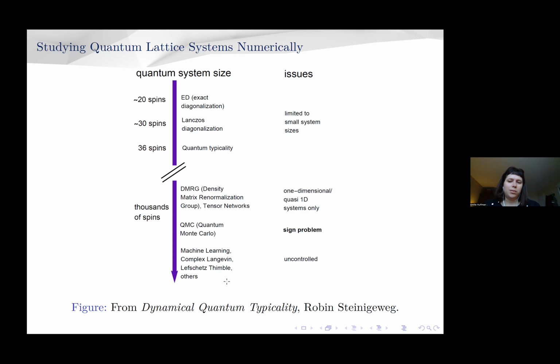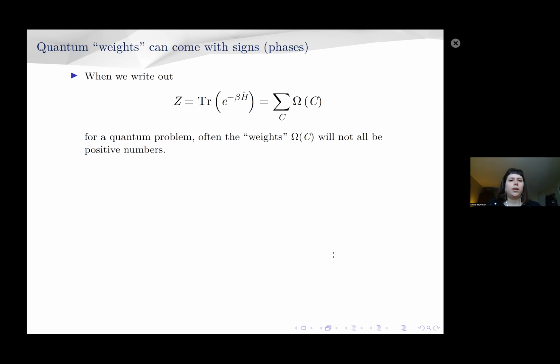The difference really is up here, the computational power or time you need scales exponentially with the system size, whereas down here, you can get away with it scaling polynomially with the system size. And so the big hindrance that stops us from scaling polynomially with quantum Monte Carlo is the sign problem. So what's going on there?